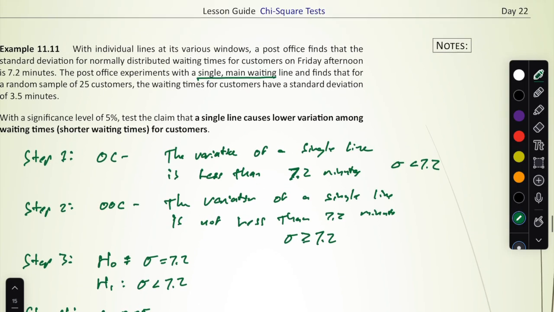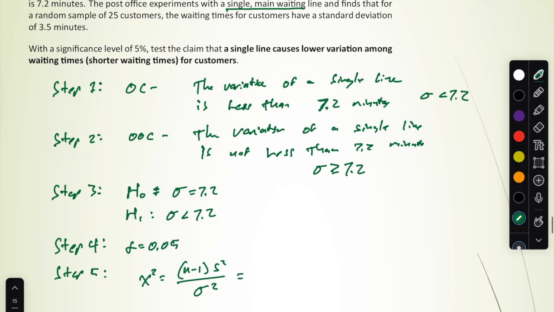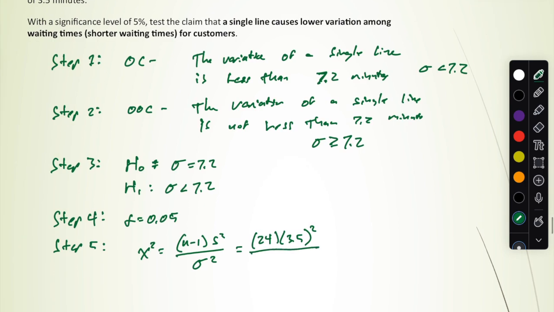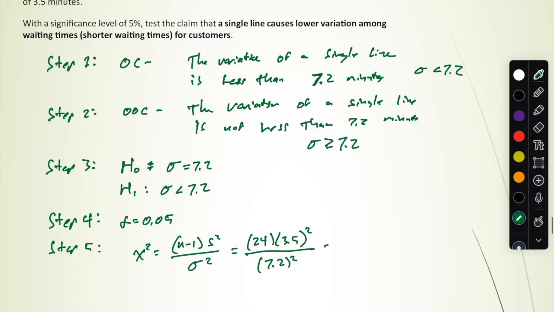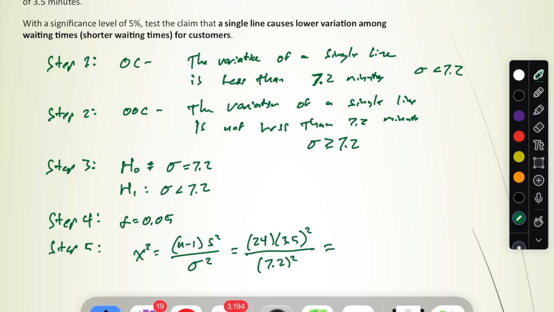And so that is going to be, what's n? 25 minus 1 is 24. What's s? 3.5. So let's square that. What's sigma? Well, the null hypothesis gives us that, 7.2 squared. All right, and so we can compute that using a calculator, or we could use Excel. Let's go ahead and use Excel.